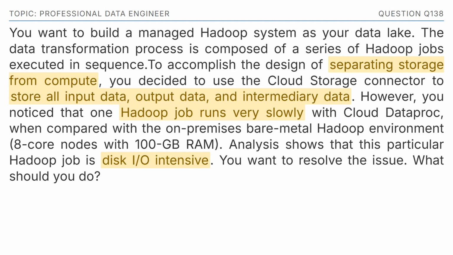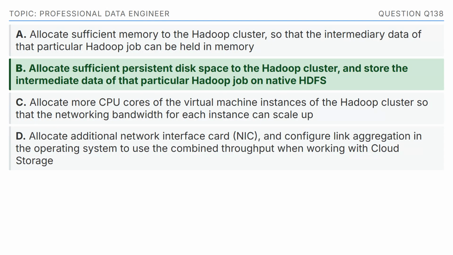To arrive at the correct answer, we focus on the keywords: separating storage from compute, store all input data, output data, and intermediary data, Hadoop job runs very slowly, disk I/O intensive. The correct answer is option B, allocate sufficient persistent disk space to the Hadoop cluster and store the intermediate data of that particular Hadoop job on native HDFS.